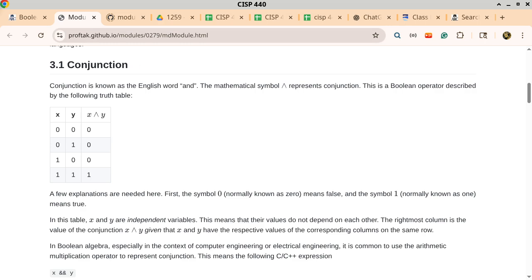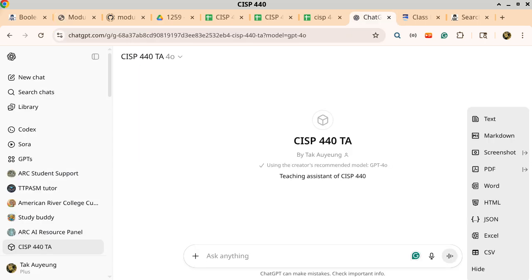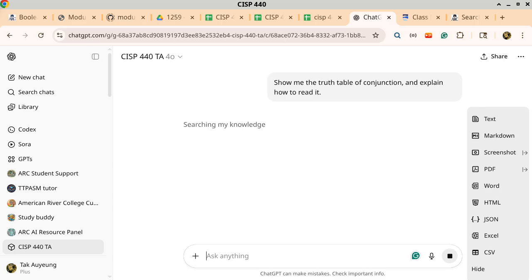So let me head over to ChatGPT and just ask, okay, show me the truth table of conjunction and explain how to read it. All right.